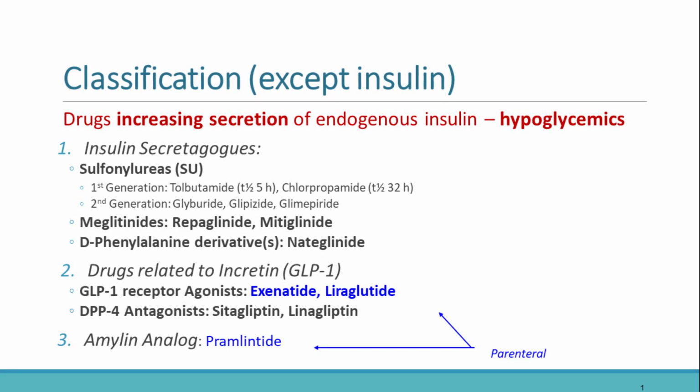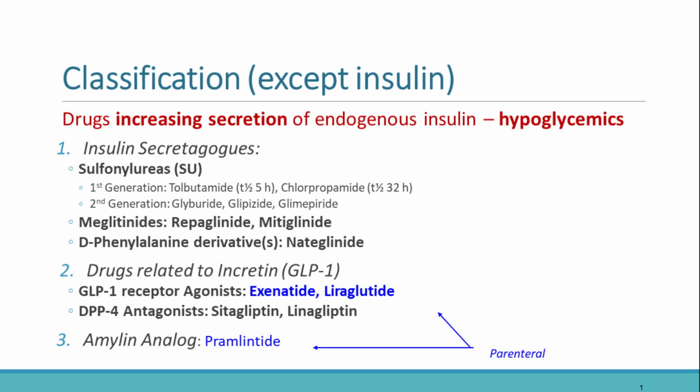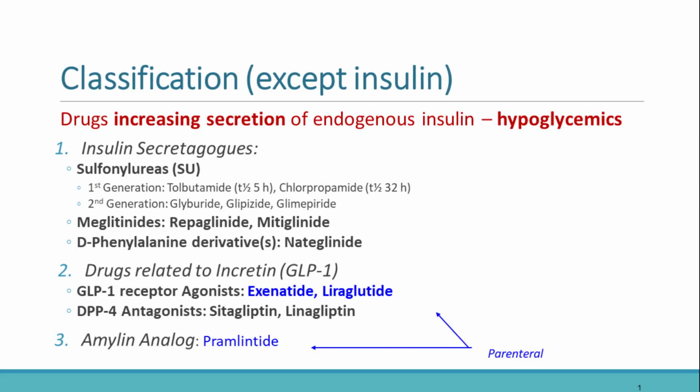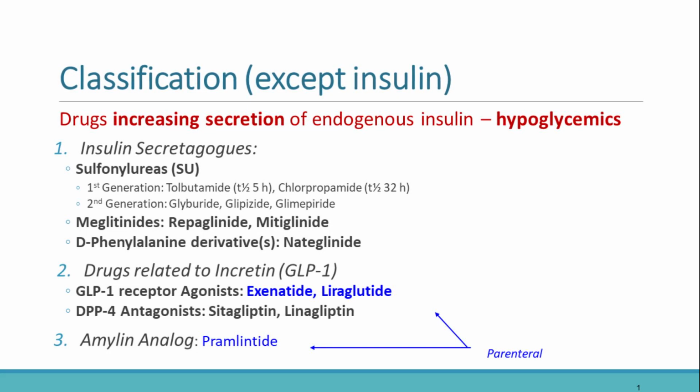These all increase the secretion of endogenous insulin, hence they are called secretagogues. The pancreatic reserve is an important limiting factor in therapeutic success, and all may cause hypoglycemia. Except two groups as shown, the rest are called oral hypoglycemic drugs.